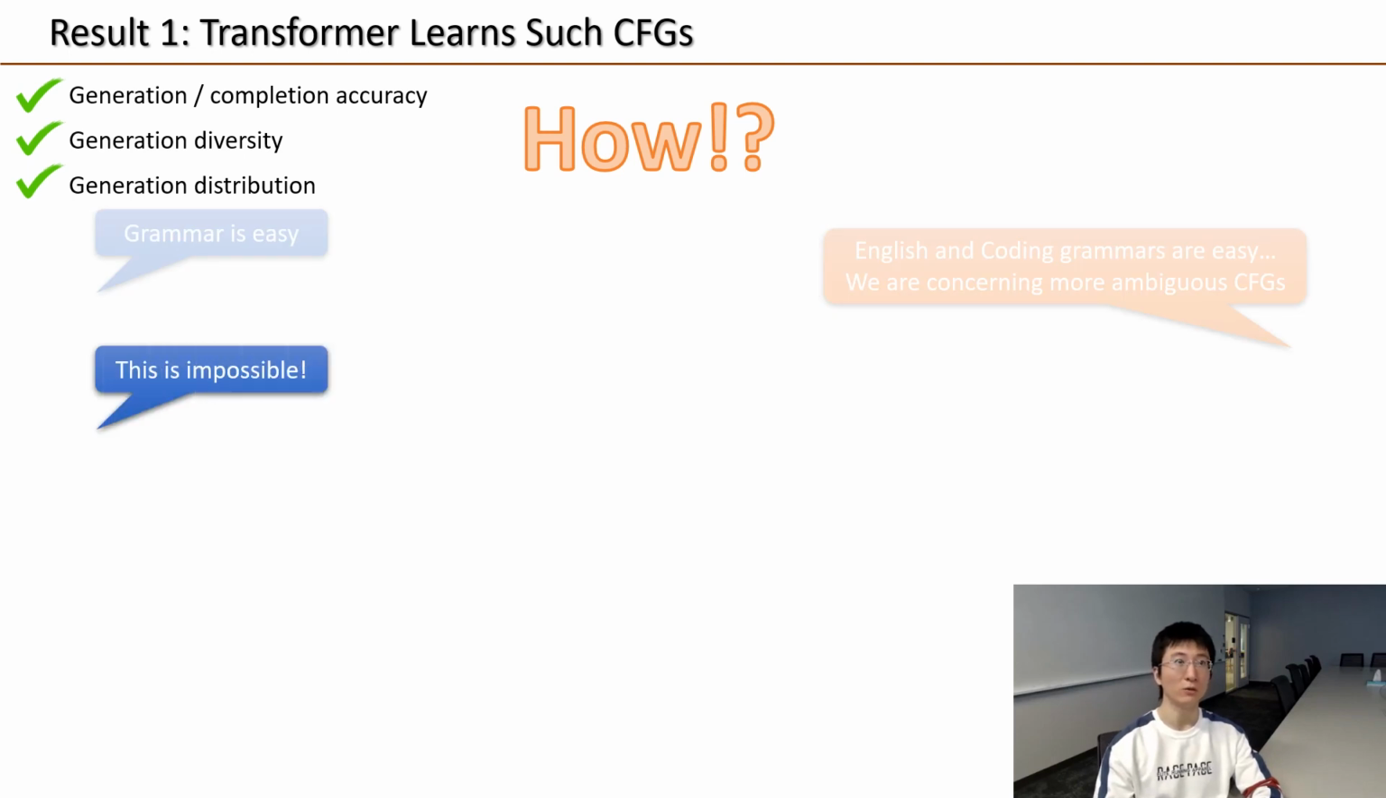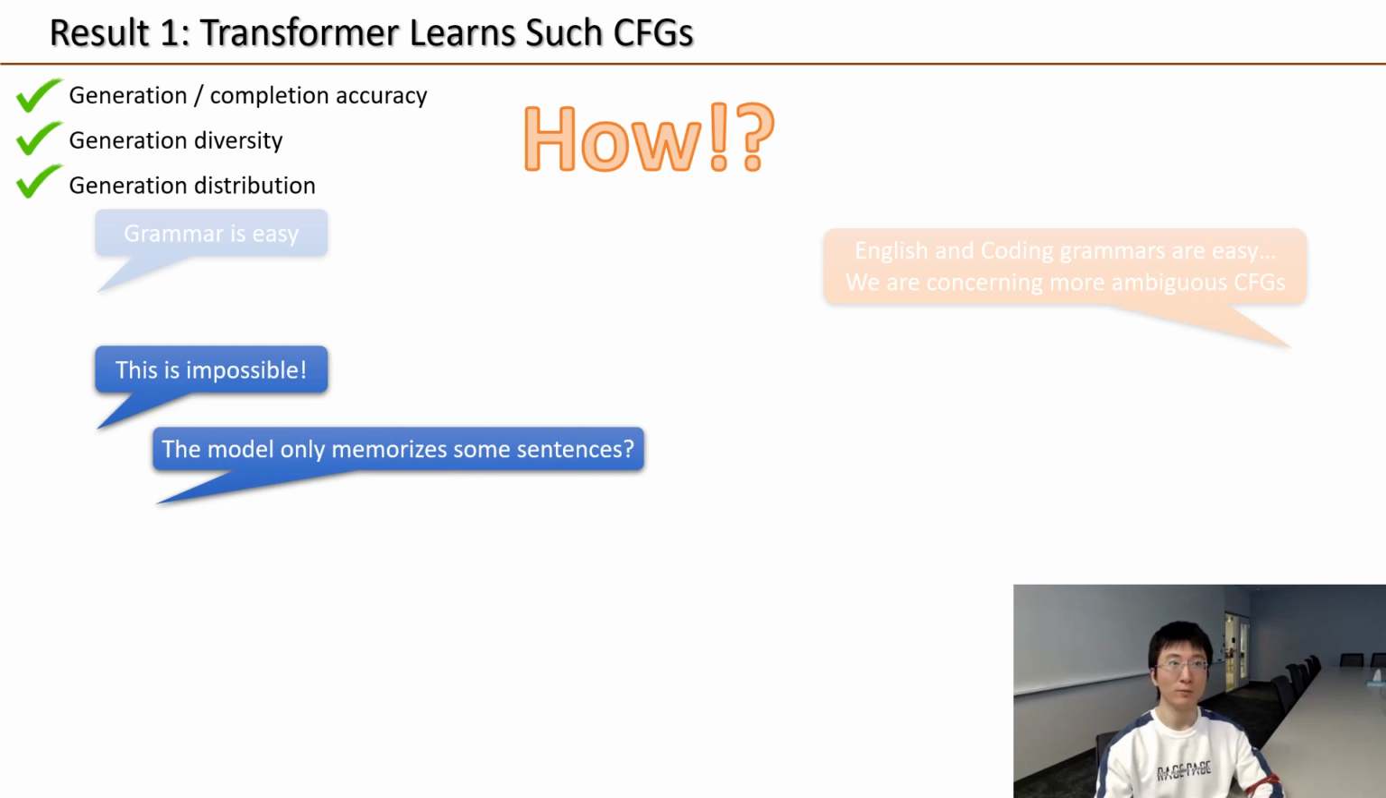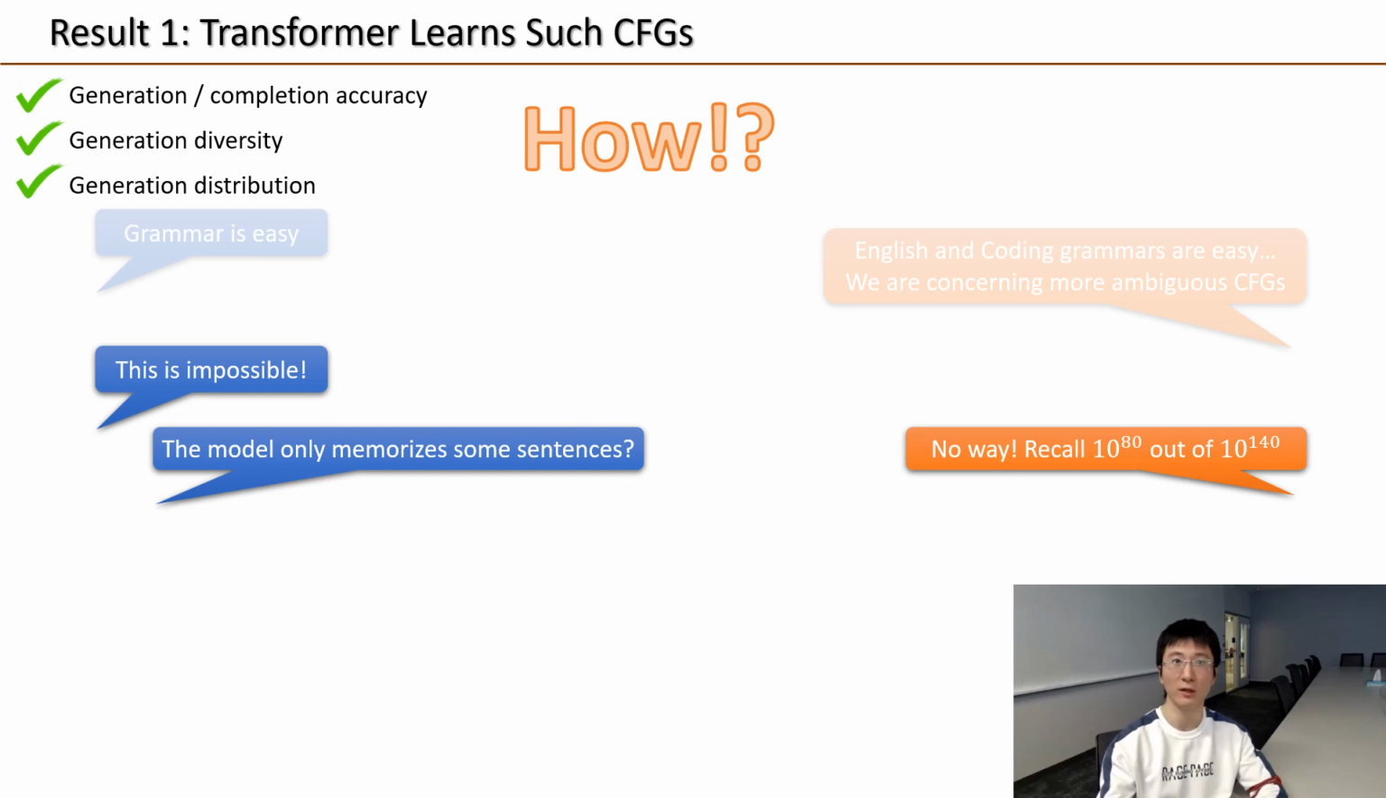We also received feedback from readers that says completely the opposite, that this result is impossible because the CFGs you created are very hard. Some of them ask whether you could eliminate the possibility that maybe the model only memorizes some sentences instead of learning the correct CFGs. But I want to point out that there is no way for it to memorize because there are 10 to the 80 possible sentences in the CFGs, right?